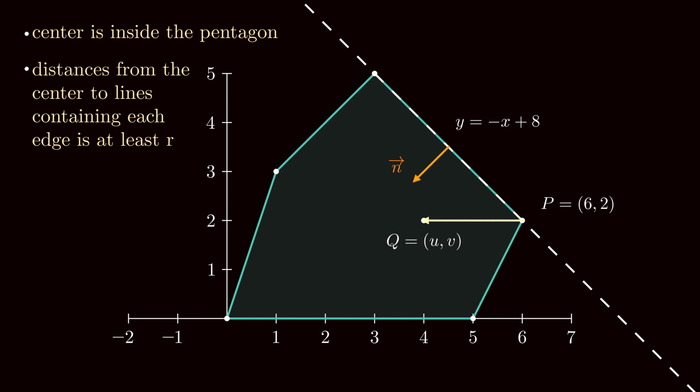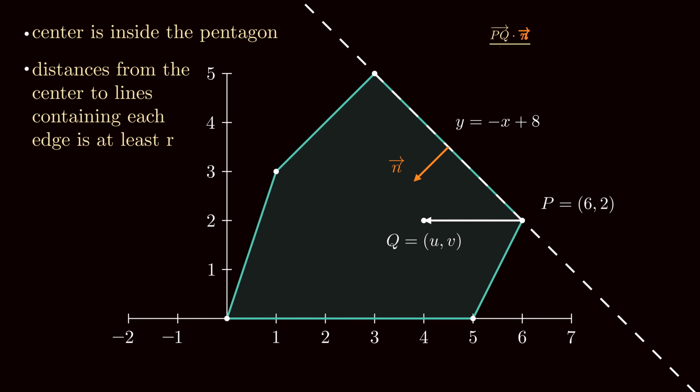Remember that the dot product between PQ and n is positive if they point in the same half space of the line. We can choose n to be pointing inside the pentagon, and then force the dot product to be positive. If we do this for all of the edges, then this will ensure that Q lies inside the pentagon.